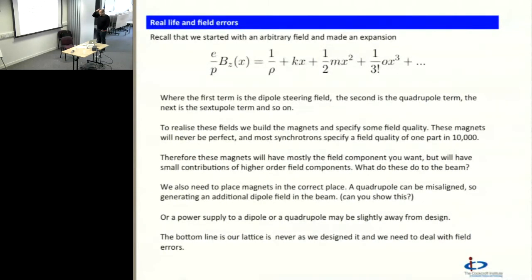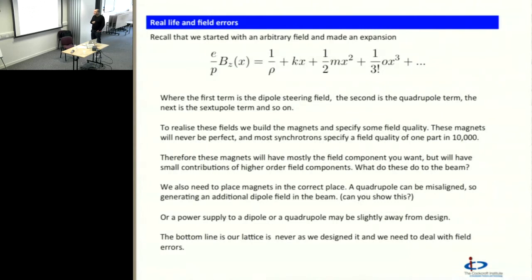So magnets mostly have the component you want, but will have some contributions from other orders of component. For example, I would have extra higher order terms in my ideal quadrupole. So I need to have a formalism to understand the impact of these on the beam.